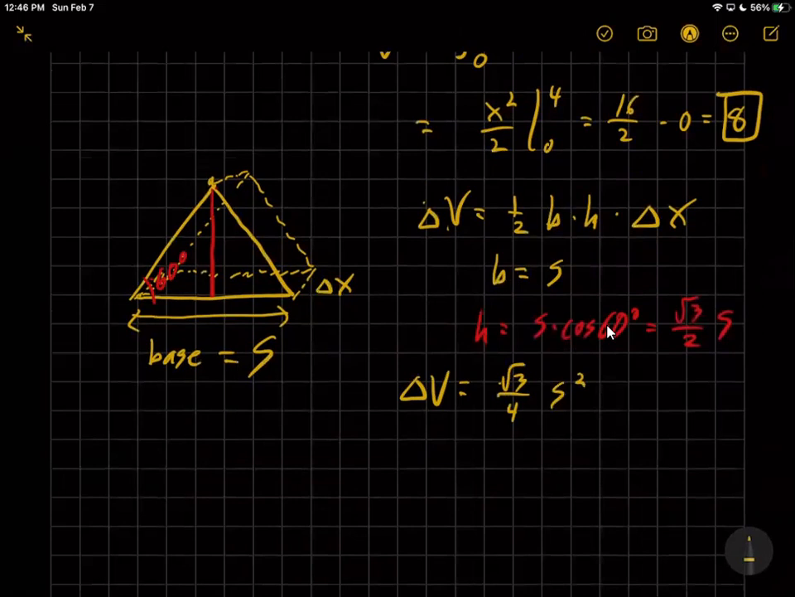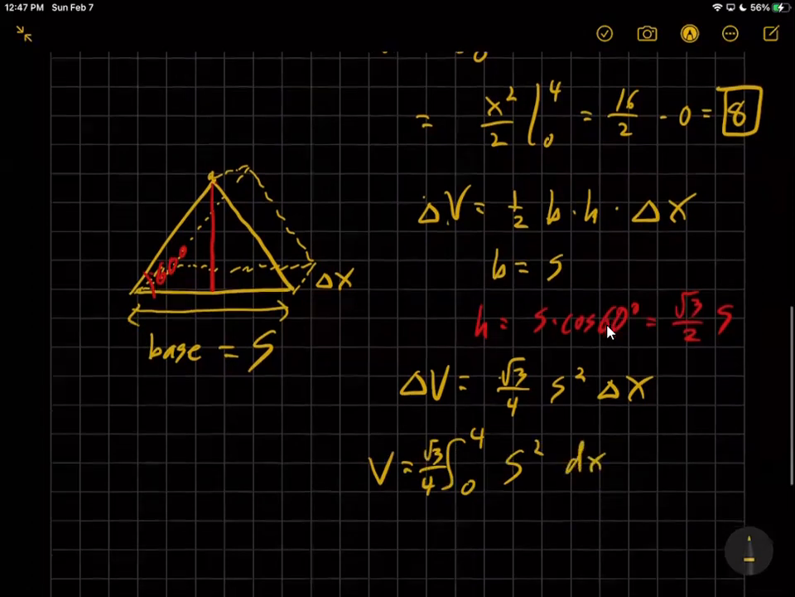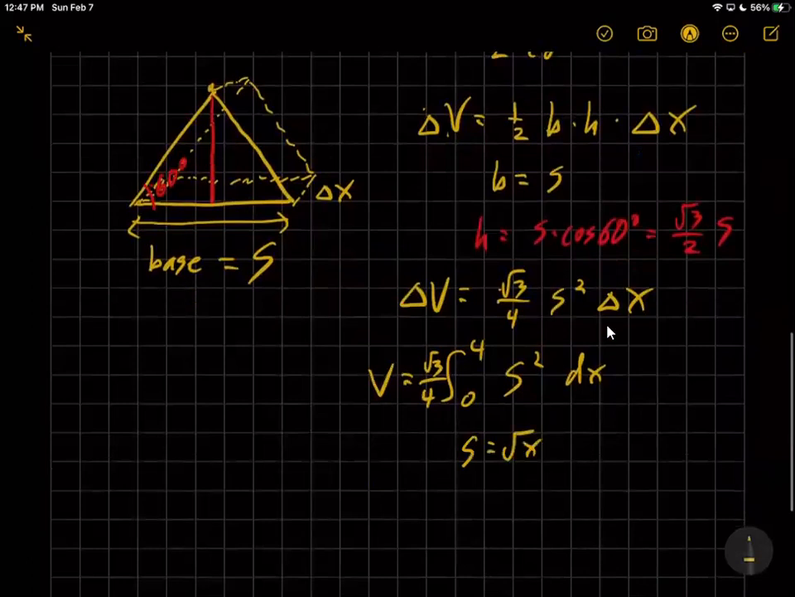You have an s squared there, and then you have a delta x. And so if you want a volume integral, you would just integrate. If we're using the same function, if we are just filling with triangular slabs, we would integrate from 0 to 4. We might want to put the constant out front. You can leave it in the integrand, but it's more elegant to bring it out front. Oh, and what was s? It'd be s squared times dx, and in this case, s was the square root of x, so the volume would be √3/4 times the integral from 0 to 4 of x dx, right?